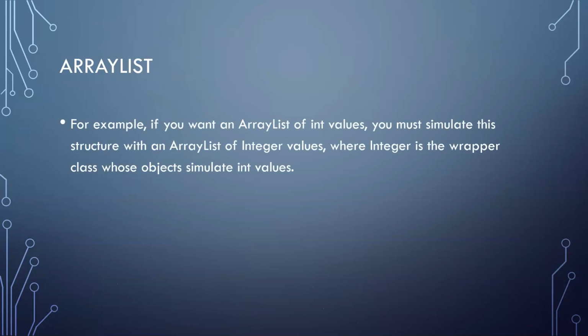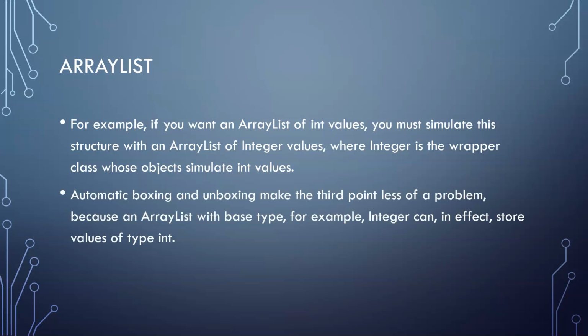So let's just say, for example, we do want an array list of integer values. Well, we have to simulate this structure of array list using integer values. Notice that Integer is the wrapper class whose objects simulate int values. So you'd have to use the Integer class here to kind of sneak around this little weakness.